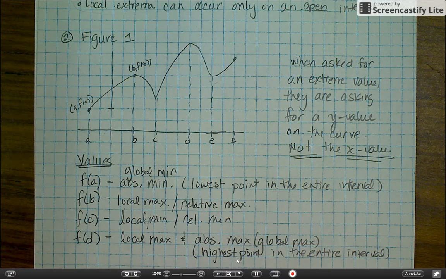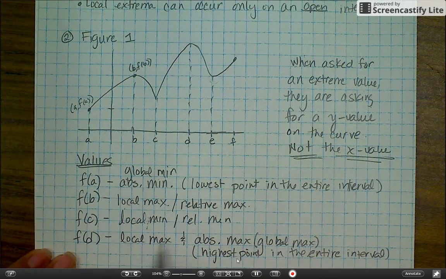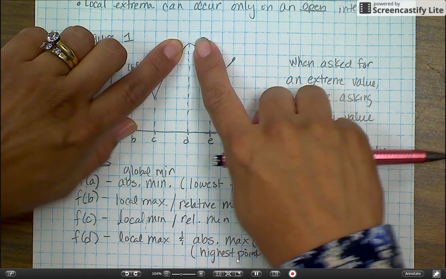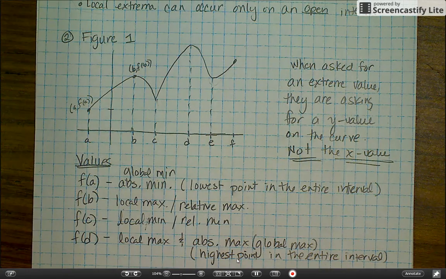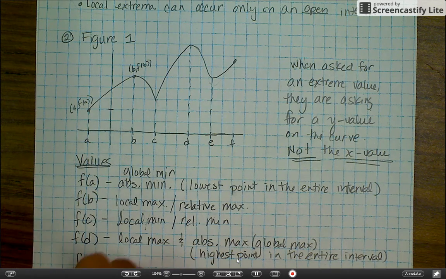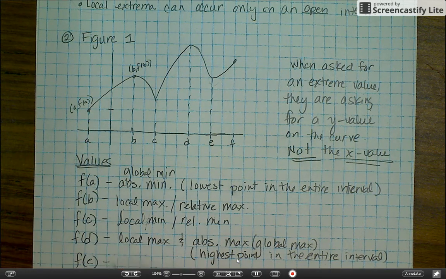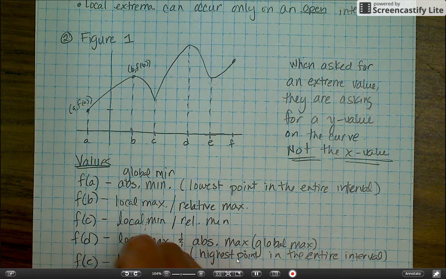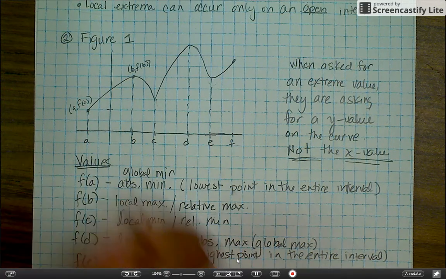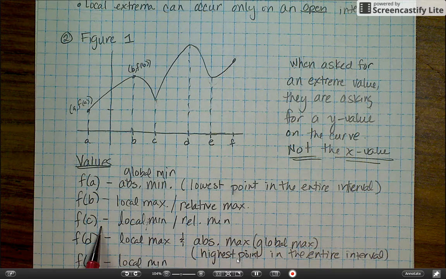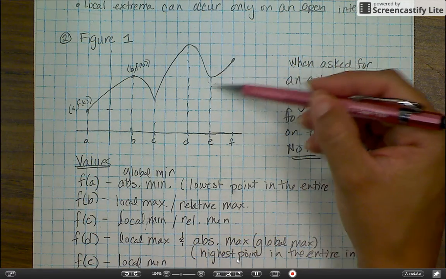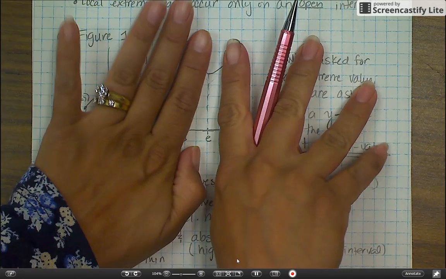If you look at around D, it is also the highest point. That's what makes it a local maximum. And f of e is a local minimum, for the same reason that f of c is a local minimum, okay, that nearby it is the lowest value.